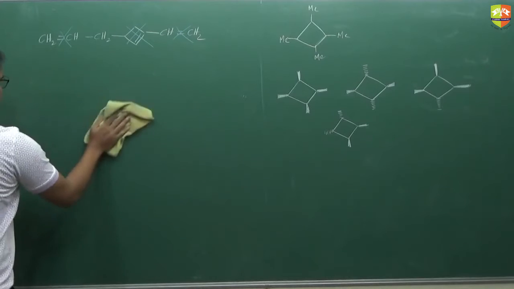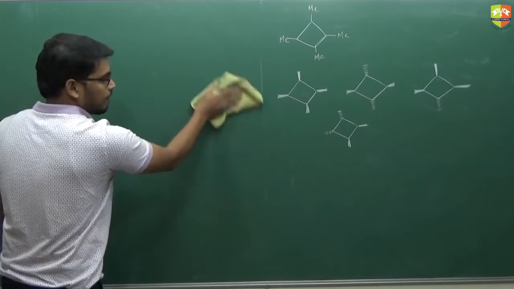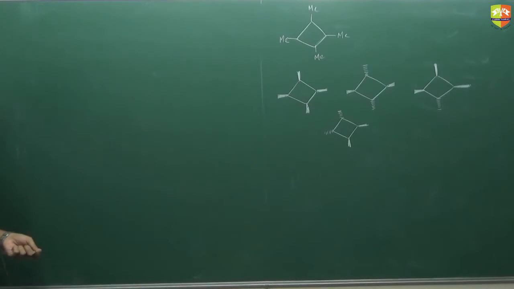Sir, disubstituted means there have to be two substituents, other than hydrogen or anything? No, no. Two substituents, so different substituents. So hydrogen and CH3 possible. Hydrogen and chlorine possible. Chlorine and CH3 possible. Any two different.